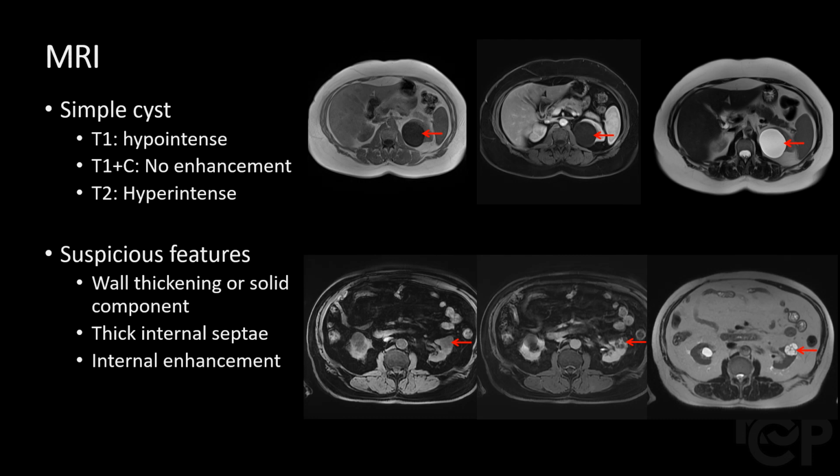When a cyst identified on ultrasound or CT needs further evaluation, MRI is the usual choice. MRI is typically the best modality for evaluating renal lesions, but it is much more expensive and less widely available, so it's usually reserved for second-line evaluation.